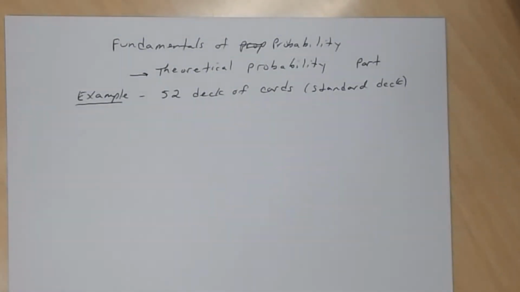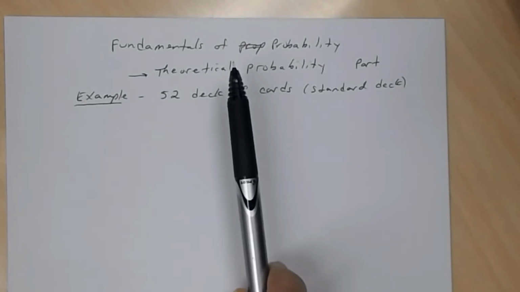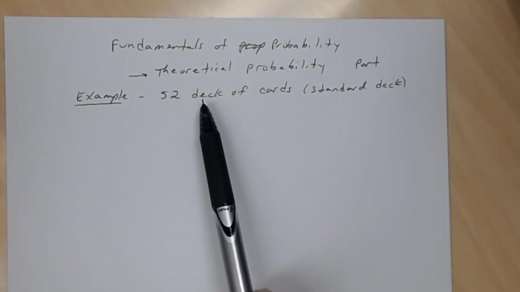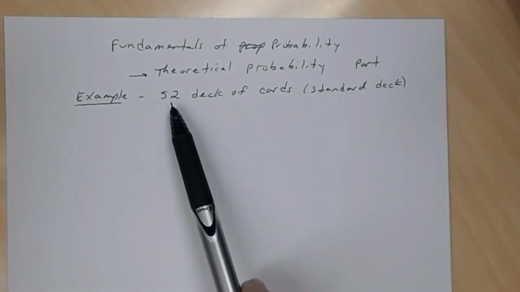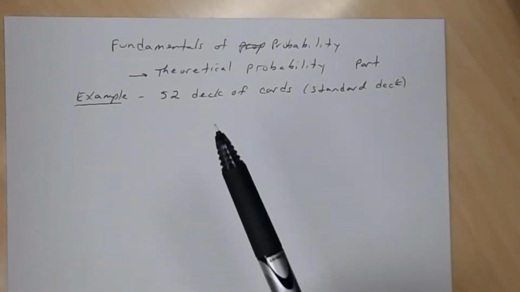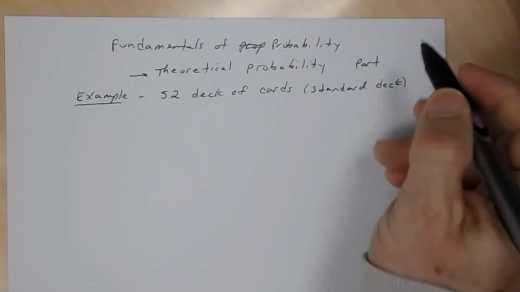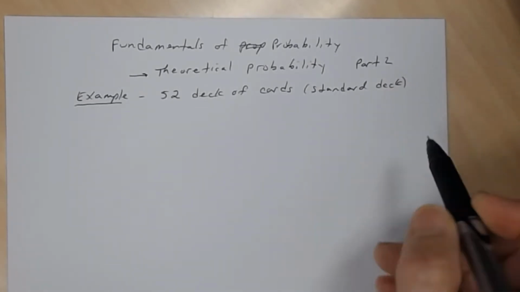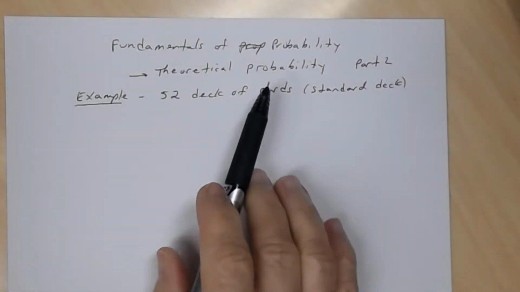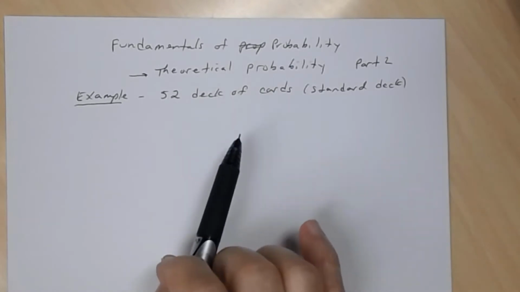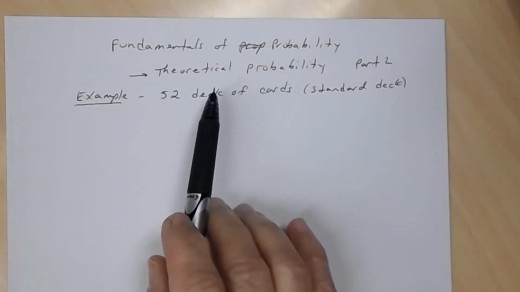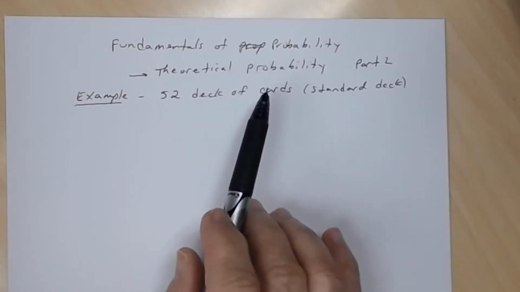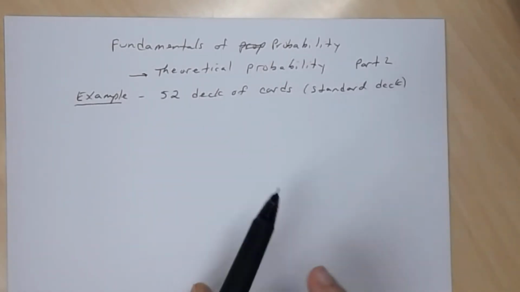All right, so the next example deals with using a standard deck of playing cards. So remember, in a standard deck of playing cards, there are 52 cards. And so this will be part two of the theoretical probability for this lesson. So make sure you go back to part one. There were some examples that we did in part one, and then this is the second example, and that will be part two.